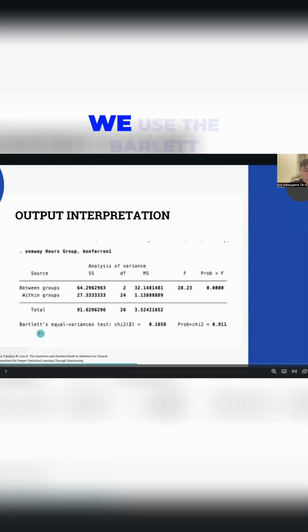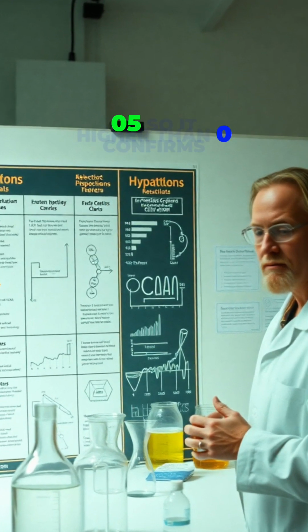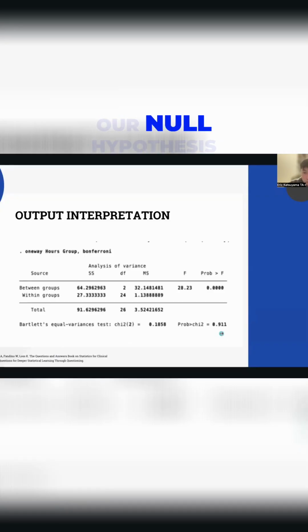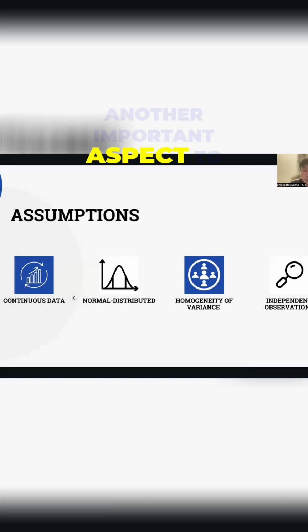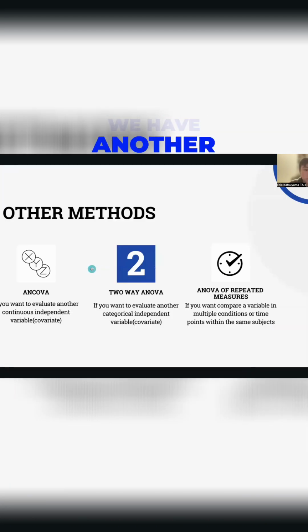So how do we test that? We use the Bartlett's equal-variance test, and this test must be higher than 0.05, so it confirms our null hypothesis. Another important aspect to understand about the ANOVA versus the t-test is that the ANOVA will compare the means based on the variance, not directly with the mean as the t-test does. So the output in Stata will show the most important things, that are the degrees of freedom, the p-value, and the F. And we have other methods that we can use.